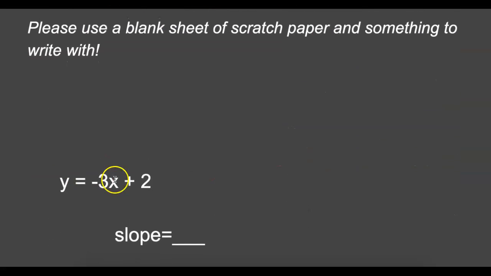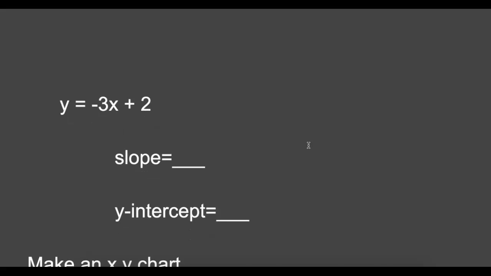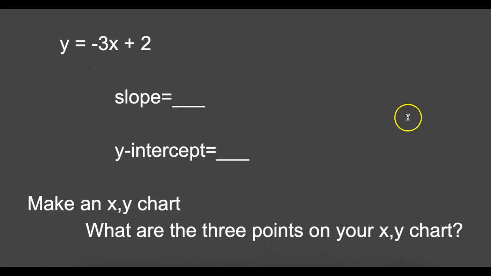Alrighty, so we have y equals negative 3x plus 2. What is the slope of this line? What is the y-intercept of this line? So you're going to make an xy chart, and for x you're going to put 1, 2, 3, and then calculate for y, and tell me the 3 points that are on that xy chart.